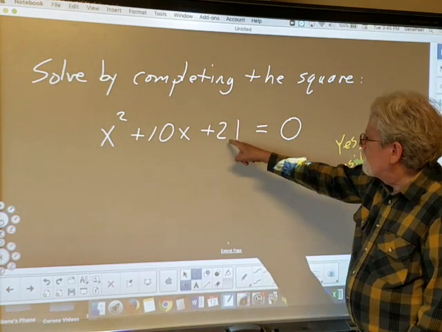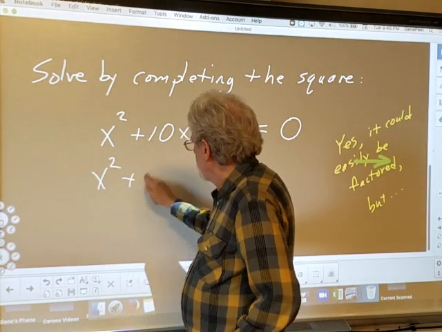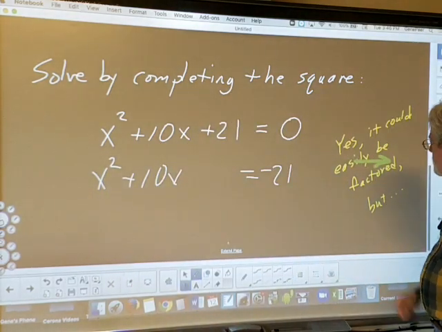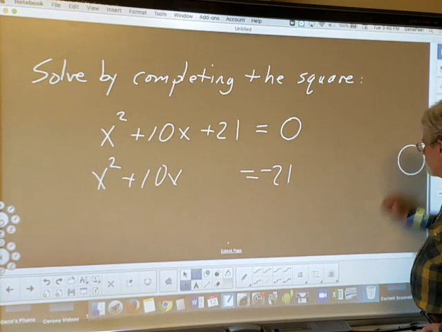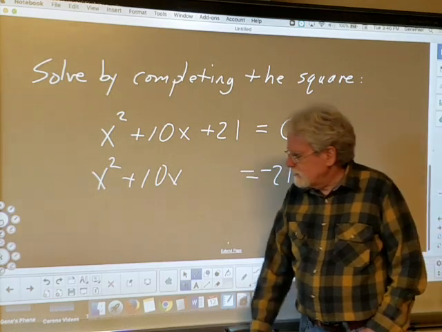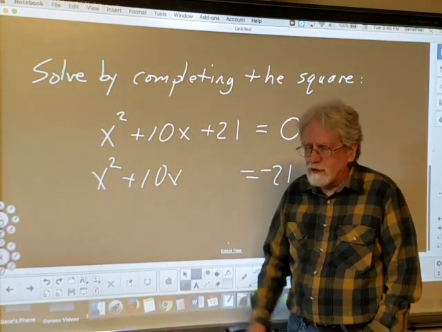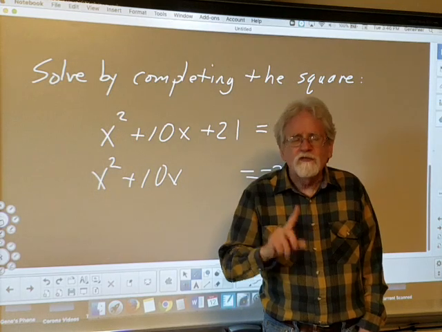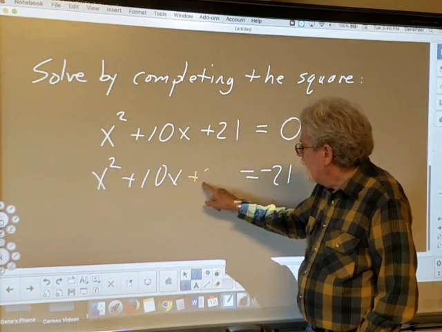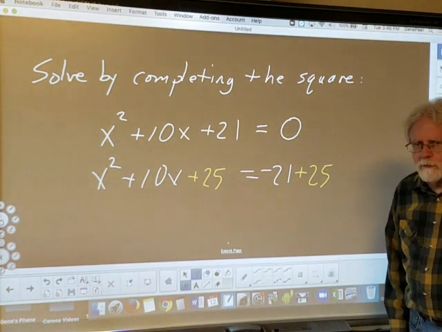All right, that 21, that's not a square, get it out of there. X squared plus 10x equals negative 21. There, that's better. So we got the 21 out of the way. Now we complete the square. How do we complete the square? Same way as always. Half of 10 is 5, square that. Yep, that's 25. We add 25 to both sides. To both sides!